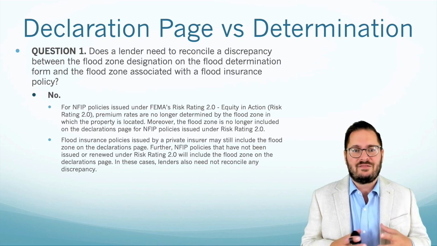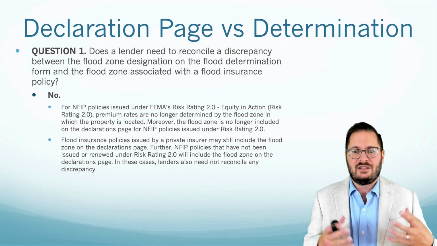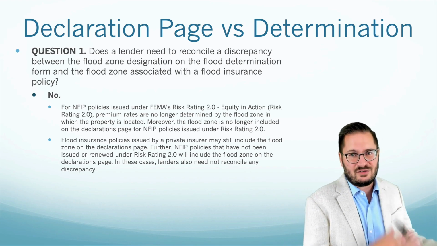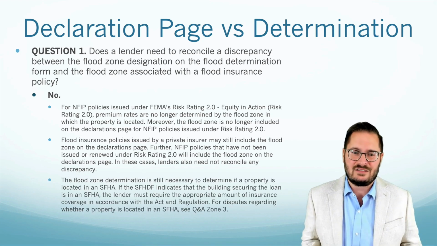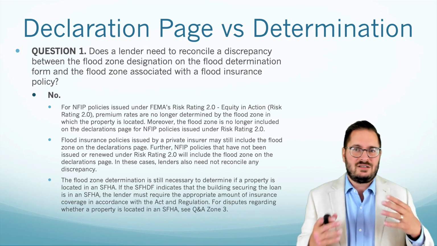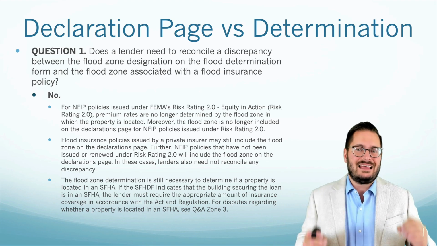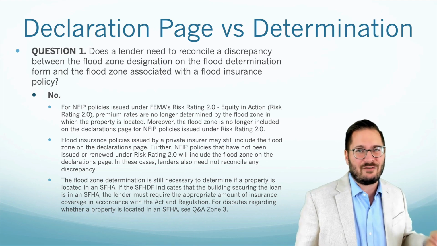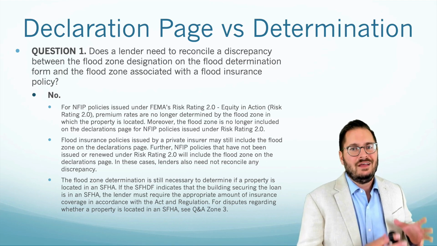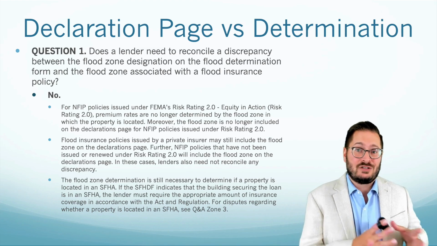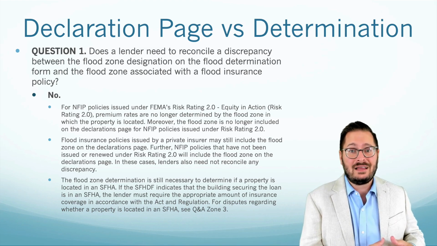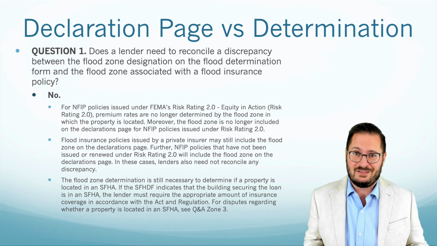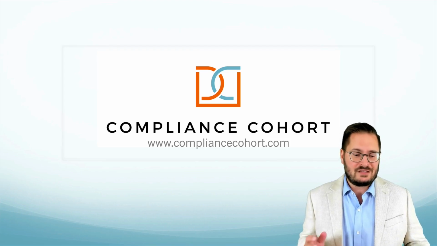They also do say that flood insurance policies issued by private insurers may still include the flood zone. That's okay. Older policies may still include the flood zone. That's okay. You still don't have to resolve it, but they do want to reiterate that a determination is still absolutely necessary to determine whether or not a property is in a high-risk flood zone. So that's what zone questions 1 and 2 tell us regarding discrepancies between a declaration page and a flood determination flood zone. Now, that's all I have for you for this compliance clip.